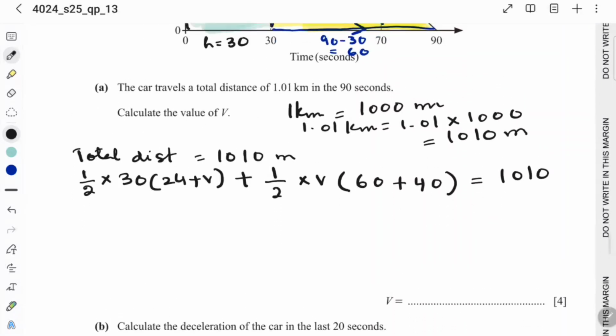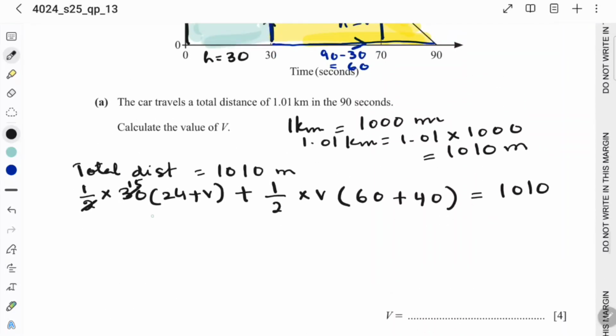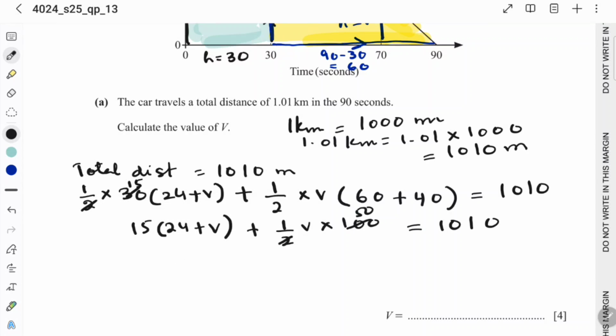Now let's calculate. Half times 15 times 24 plus v, plus half v into 100 is equal to 1010. 2 times 50. So we have to multiply 15 and 24 together. Okay, so I'm doing it here, 24 and 15. 15 times 4 is 60 and 15 times 2 is 30. So 300 plus 60 is 360.